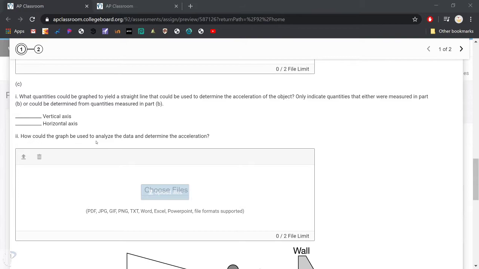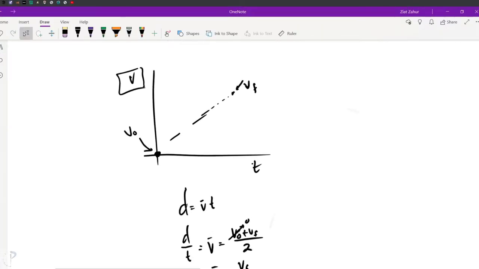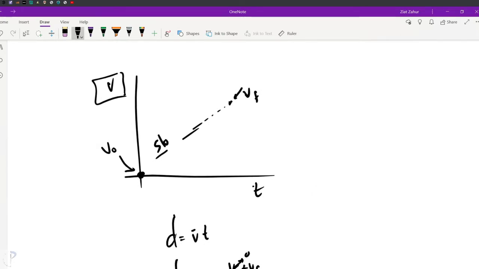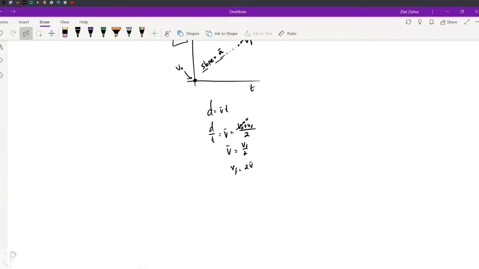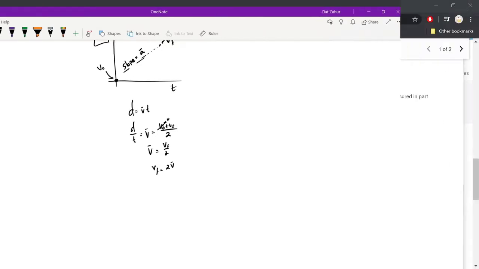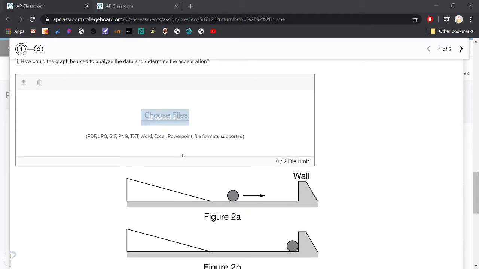How could the graph be used to analyze? Well, acceleration is the slope of your velocity time graph, so slope equals your acceleration, etc. Or use the definition of acceleration, dv/dt. I should say delta v over delta t. Right.